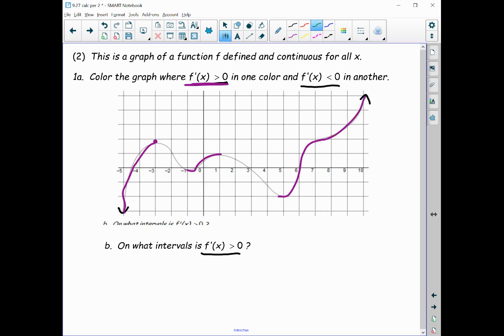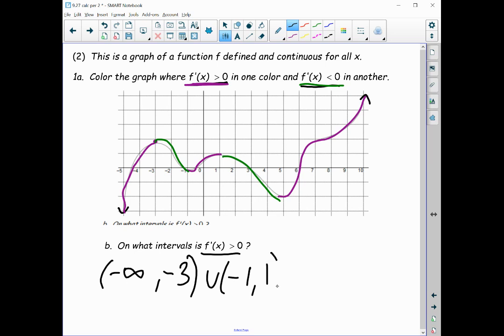And then for my second color, I'll do green. Negative slopes means that this function would be decreasing. To answer the question on what intervals the derivative is positive, it'll be anywhere our function was increasing. So I'm going to say negative infinity to negative 3, union negative 1 to 1, union 5 to infinity.